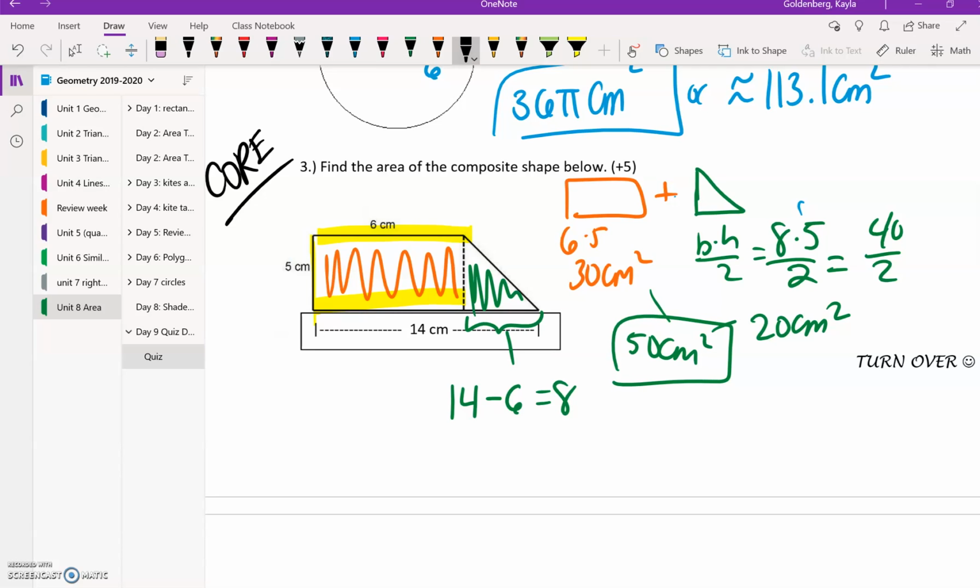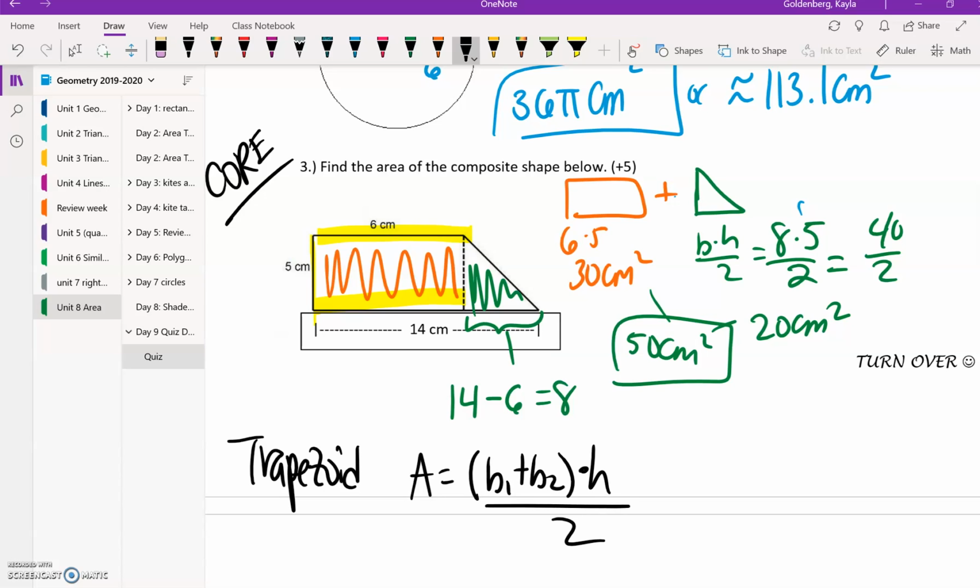Option number 2 would be that you could use your trapezoid formula. And that one, remember, is a little bit more complex. Your area is base 1 plus base 2 times height divided by 2. And my two bases in this case are the 14 and the 6, right? They're the two sides that are parallel to each other. My height is 5 and divided by 2.